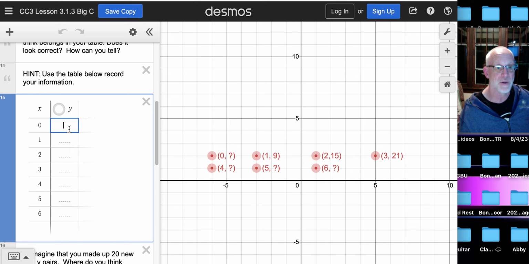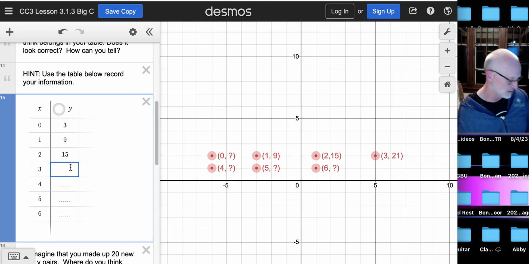So we have to remember 0 was 3. We went up by 6s. 1 was, is it 7? No, 2 times 6 plus 3 is 9. Good. Yeah, we went up by 6. And then we go up by 6 again, 15. And then by 6 again, 21. And by 6 again, 27. And then 33 and 39.